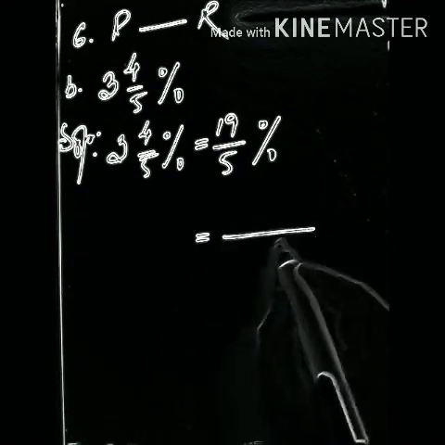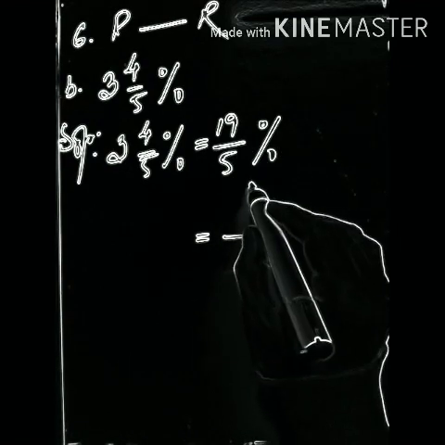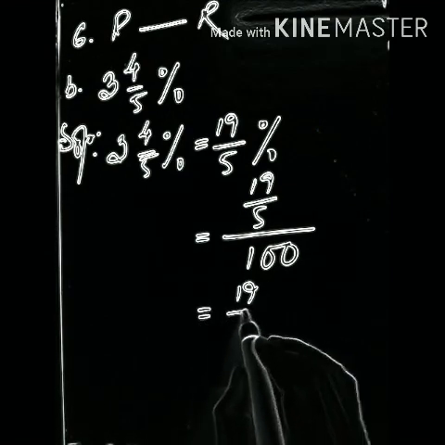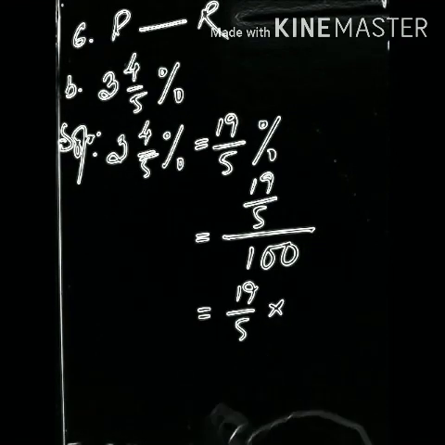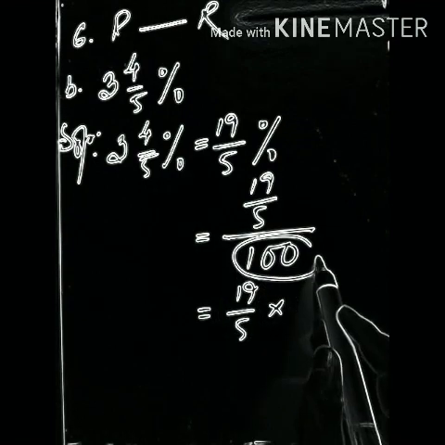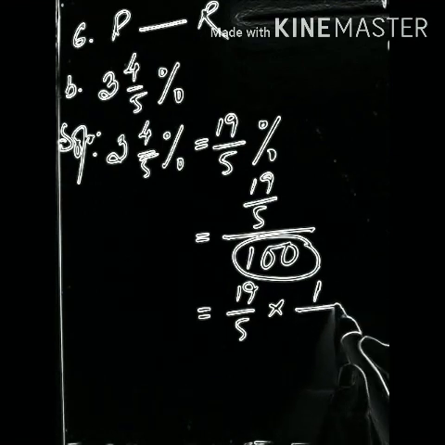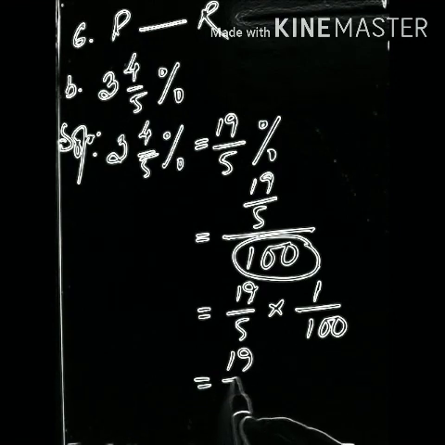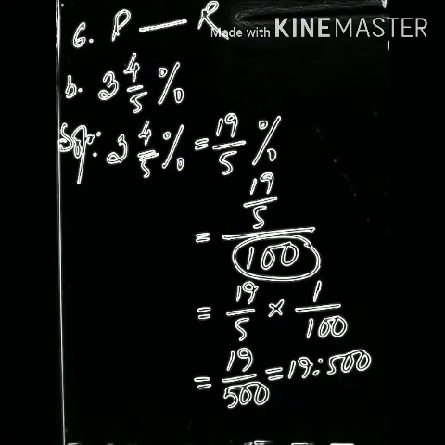So here 100. This percent, now it comes to 100 here. So now we'll write here 19 divided by 5. So next will be 19 divided by 5. This division will convert into multiplication. Then after that we have to write the reciprocal of this number. So the reciprocal of 100 is 1 by 100. So 19 into 1, 19. 5 into 100, 500. Then it can be written as 19 is to 500.